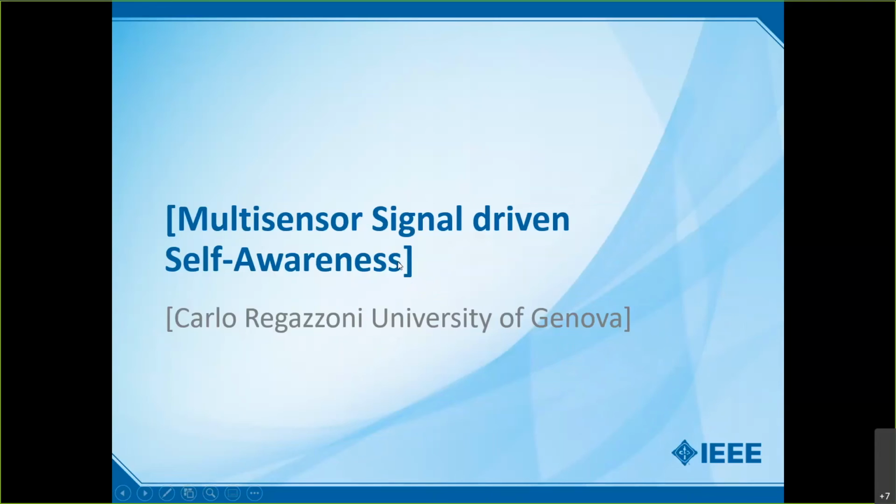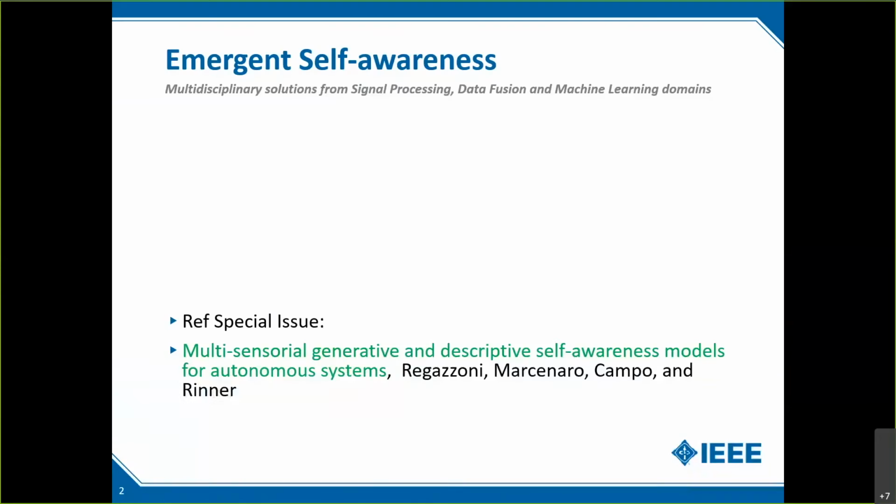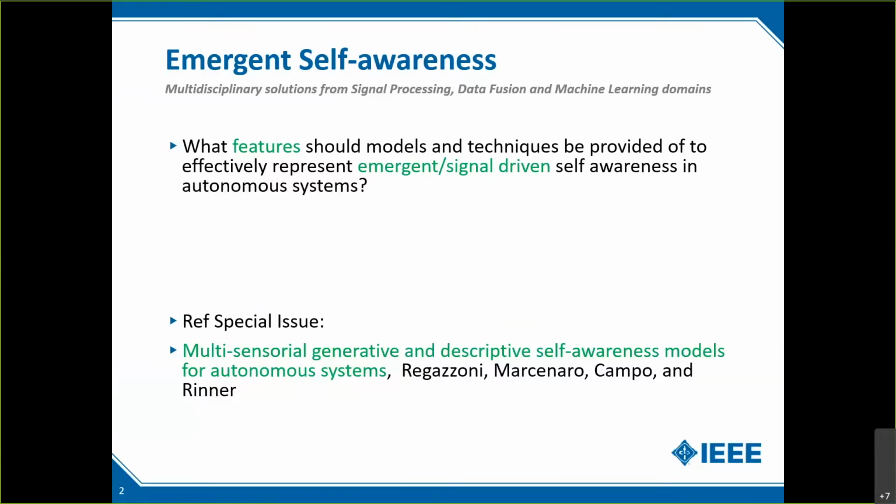My contribution to this panel and to the special issue will be trying to give an additional viewpoint in which we consider the fact that self-awareness models should be created by signals that an agent perceives. So we will speak about multi-sensor signal-driven self-awareness. You can find in our special issue paper more information about what I will say.